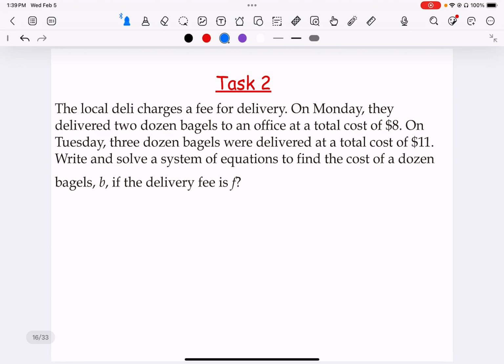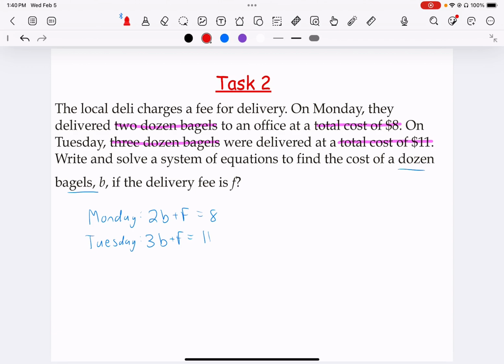Now we have a word problem, so we have to write our system of equations first and then solve it. So the local deli charges a fee for delivery. On Monday, they delivered 2 dozen bagels for a total cost of $8. Tuesday, it was 3 dozen bagels for a total cost of $11. So we're going to write our two equations. For Monday, we have the 2 dozen bagels, and B is going to represent our dozen bagels. So we have 2B plus the delivery fee of F is equal to $8. On Tuesday, it's 3 dozen bagels, so 3B plus my delivery fee is equal to $11.